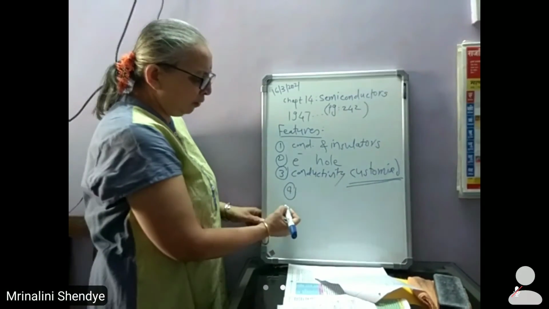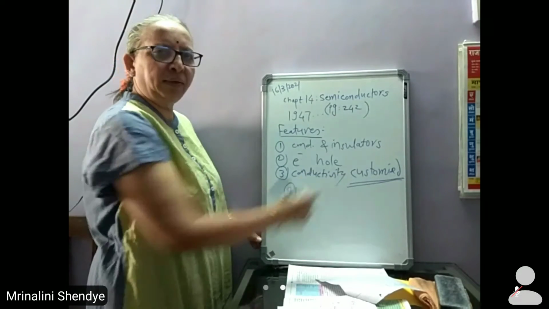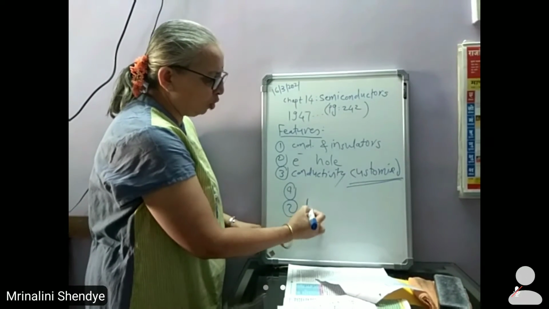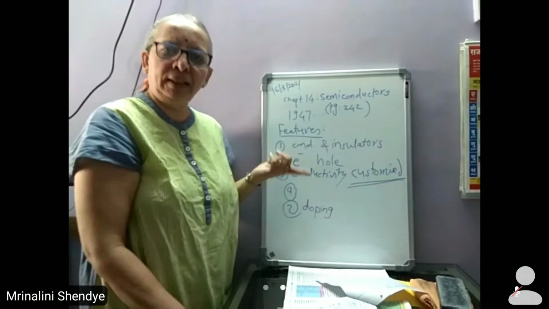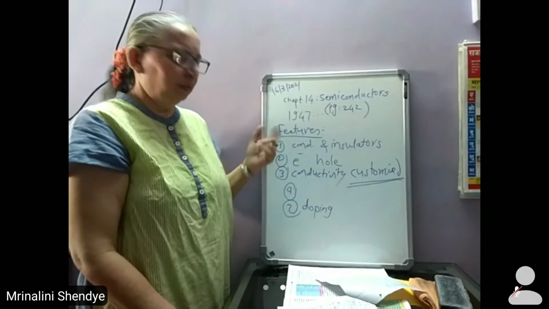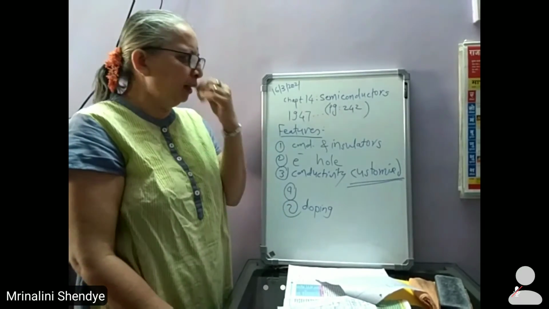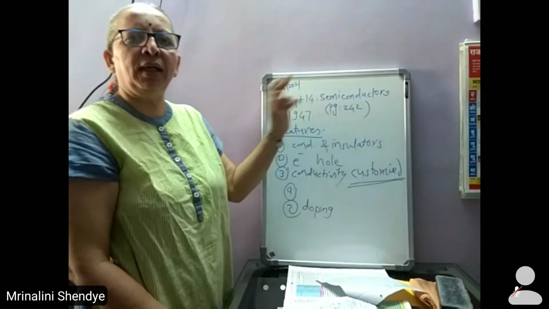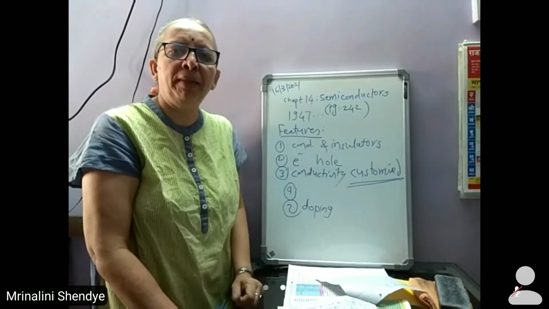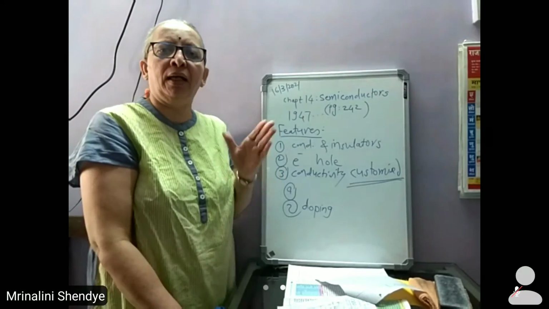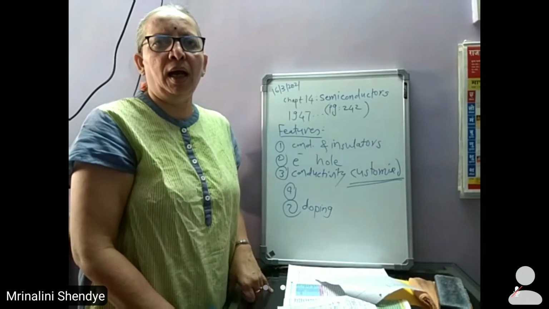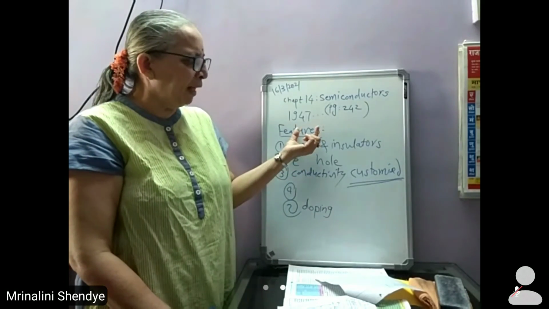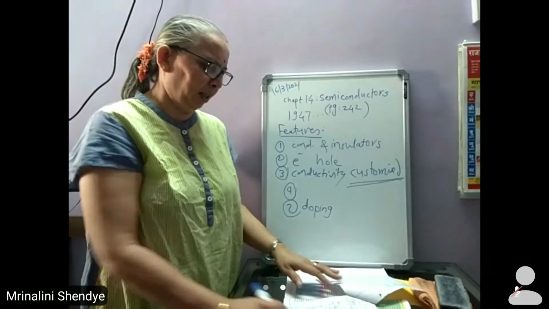The other way to customize the conductivity is the process of doping. So either by changing temperature or by the process of doping, the conductivity of semiconducting materials can be customized, can be controlled as per our desired aspect. So this is the peculiar property of semiconductors.